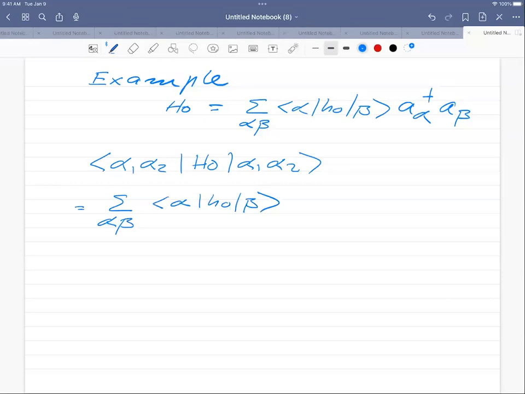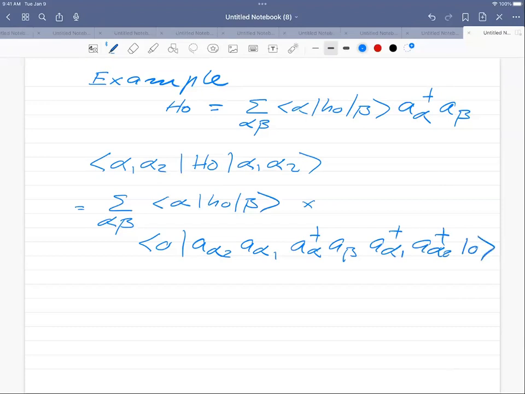And then what we have to do is to calculate these operations here. So we have the transposed state alpha 2, and then we have the operators A alpha 2 and A alpha 1, and then A dagger alpha, A beta, and then A alpha 1 dagger and A alpha 2 dagger.